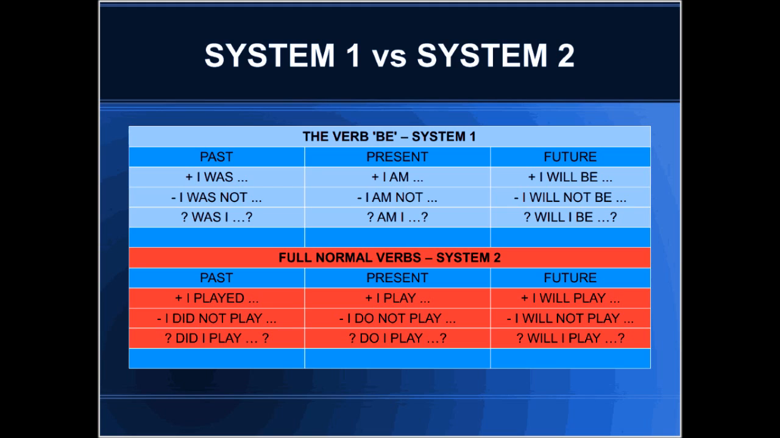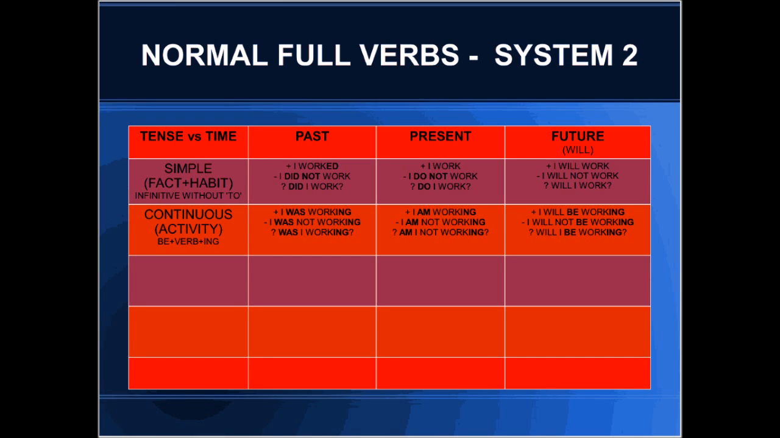So that's a comparative of System 1 and System 2 grammar. If we return to System 2, we add in the continuous activity verb form. Again, introducing the present, then the past, and then the future.